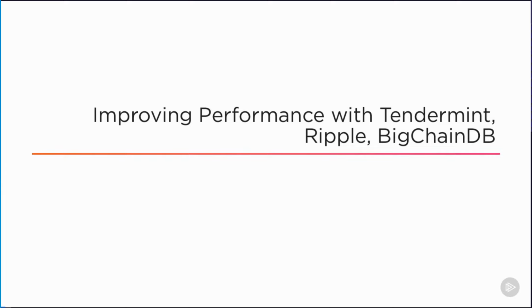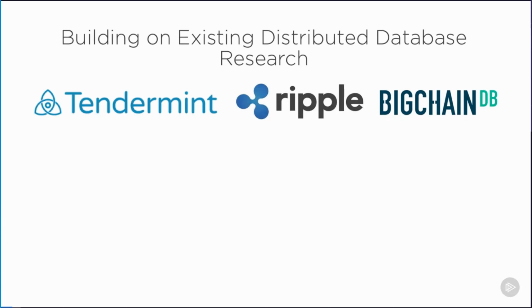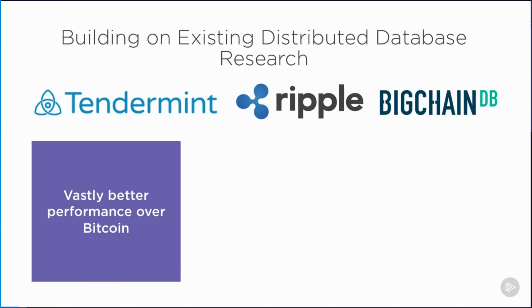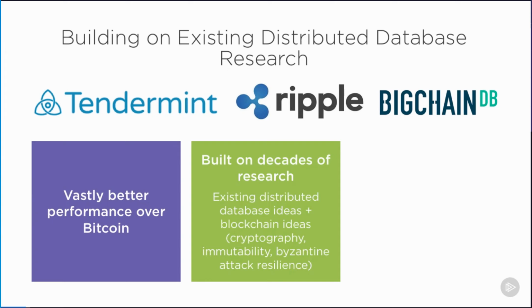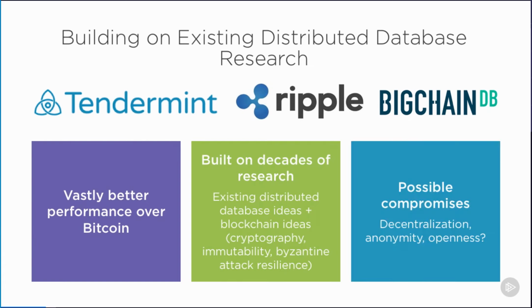Tendermint, Ripple, and BigchainDB have consensus algorithms that offer some promising improvements on performance. The systems build on top of decades of research in distributed databases and consensus, and attempt to add blockchain qualities such as cryptography, immutability, and Byzantine attack resilience. For example, Tendermint claims the ability to function with up to 1/3 of participants attacking the system. And by function, I mean that transactions keep processing and everyone reading the resulting ledger can trust that it reflects the majority will. I believe there may be some compromises in terms of decentralization, anonymity, and openness with these systems, but this is certainly debatable.